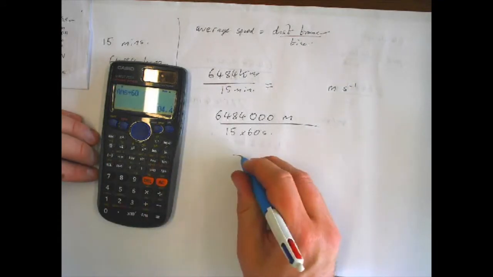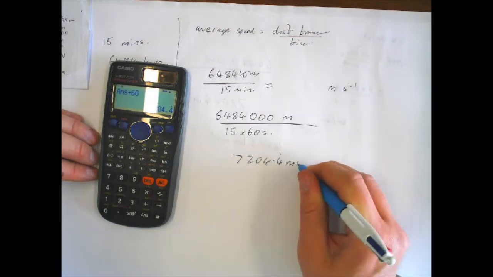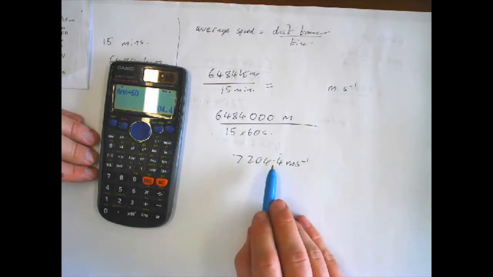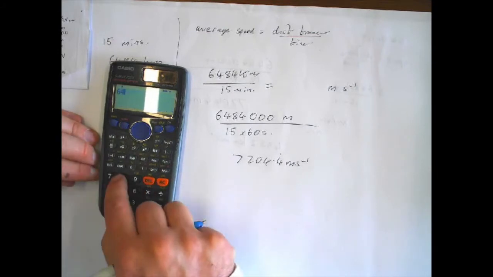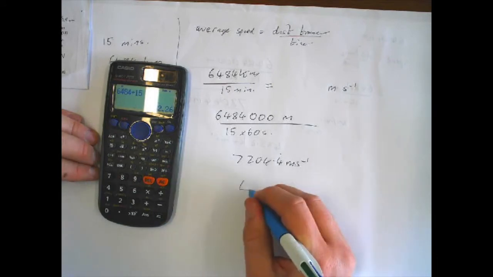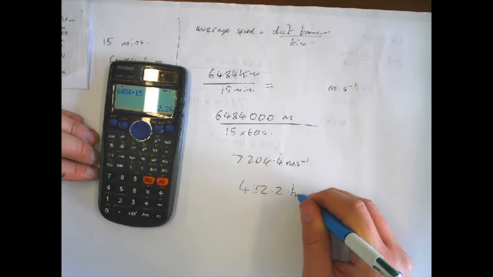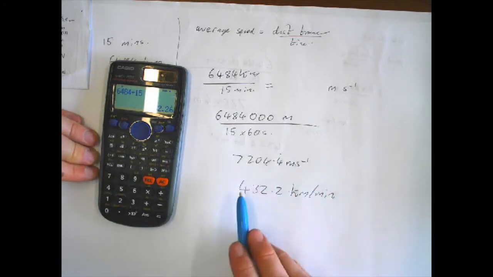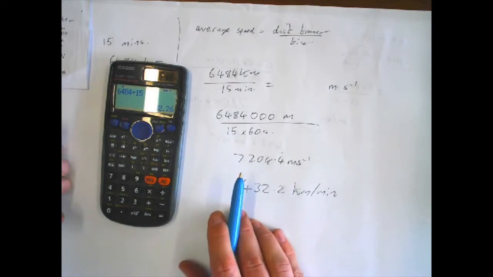So I get an answer of 7,204.4 meters per second. So that's in the proper units, that's what we're looking for. Now, if you fell for the trap, if you just divided your 6,484 by 15, you would end up with 432.2 recurring, and that would be kilometers per minute, which, while it's a valid answer, we really want it in meters per second. So in either case, make sure you give your units, and that's the one we're really looking for.